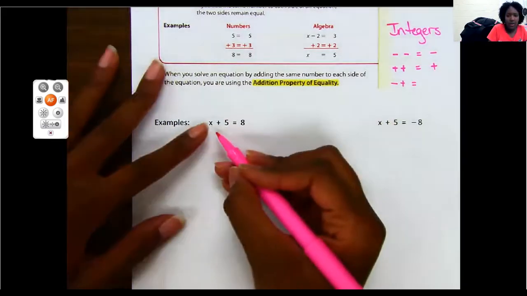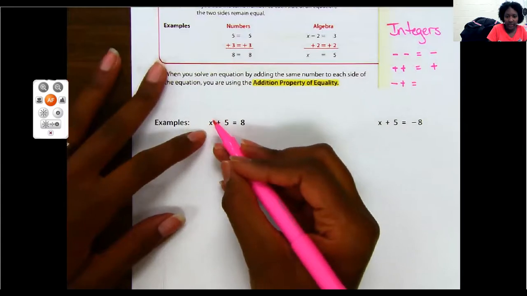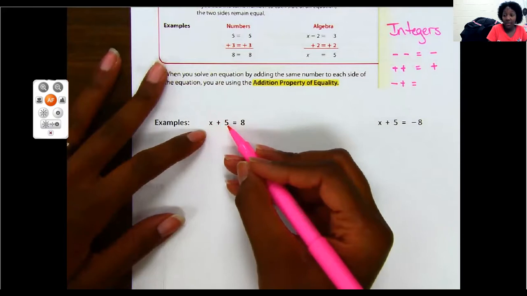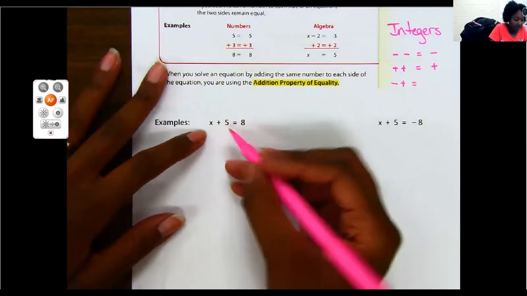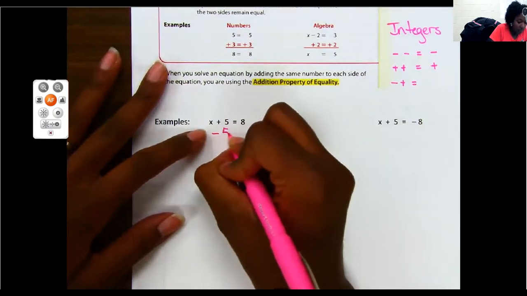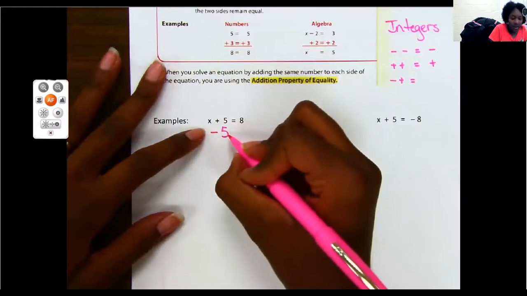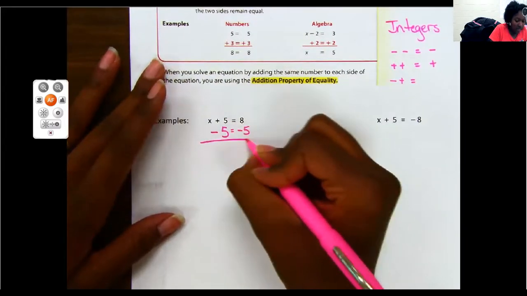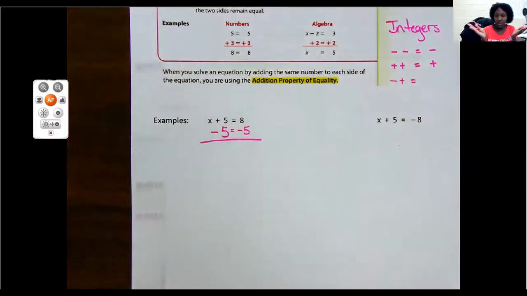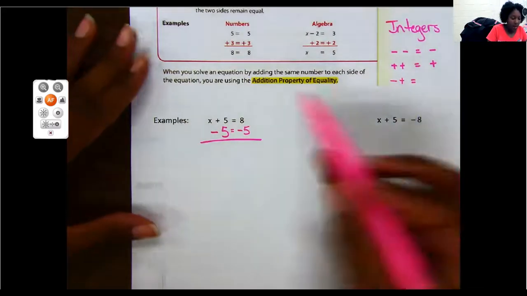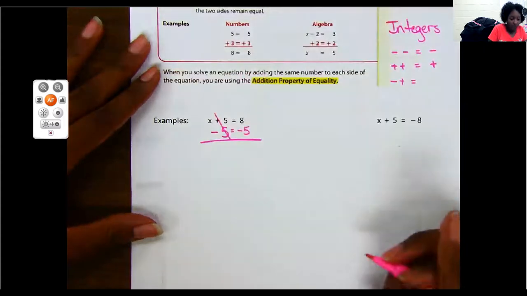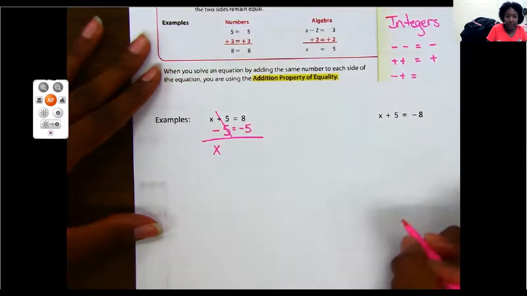All right, so here's my variable, x. X is the missing number, and I need to figure out what it is. Because I have a positive 5, I need to get rid of it by subtracting 5. So I'm going to subtract 5 over here. And because I'm subtracting 5 here, I need to also subtract 5 on the other side. Remember, I'm trying to keep it balanced or equal, okay? A positive 5 and a negative 5 cancel each other out, and I'm left with just the x, okay?